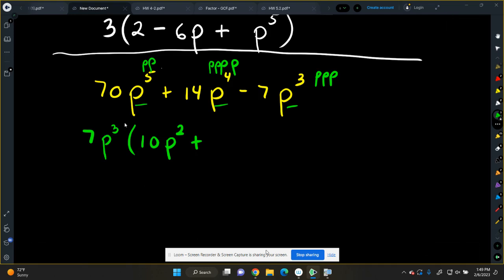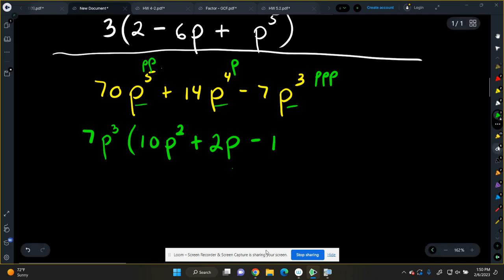Plus, I'm going to take the 7 out of the 14. What am I left with? 2. P to the 3rd is going to take 3 of these p's away. So I'm left with p to the 1st, minus, take 7 out of 7, I'm left with 1. And all of the p's come out also. So there's my answer. Okay.